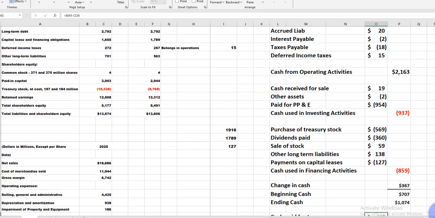And you're ready to have a cash flow statement ready to send out to investors. All right.